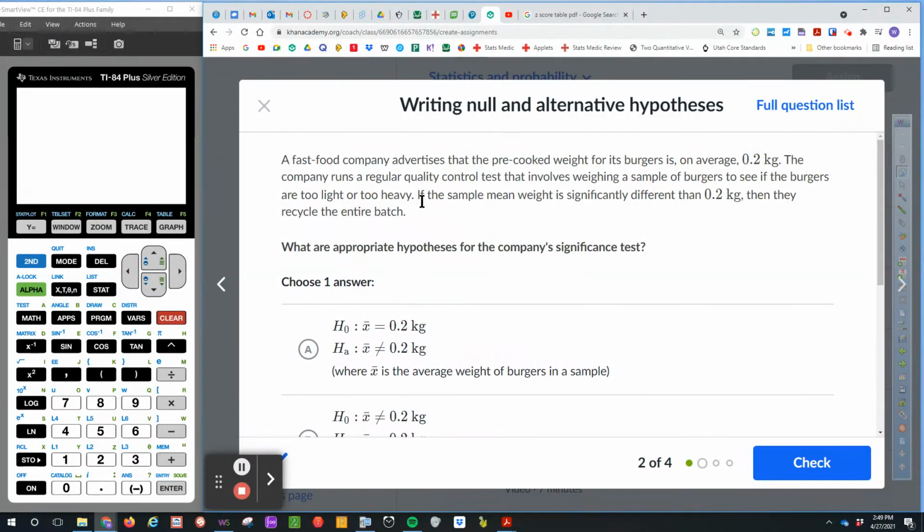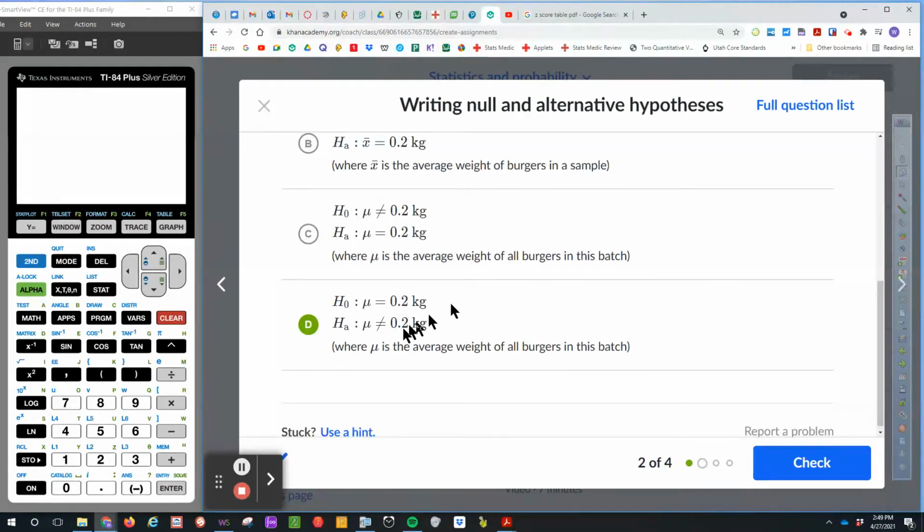Why? Because if the sample mean weight is significantly different, they didn't say less, they didn't say more, they said significantly different. So as long as it's different, which is another way to say not equal to 0.2, that would make the alternate hypothesis. So the null is the population mean equals 0.2, and the alternate hypothesis is the population mean is not equal to 0.2.